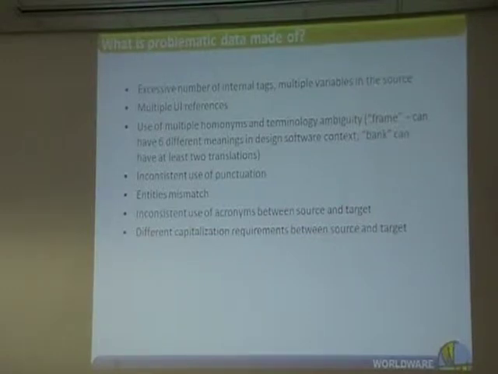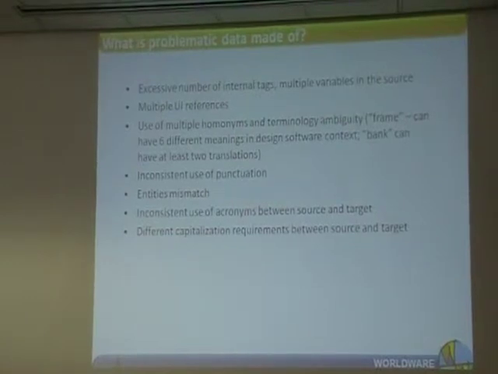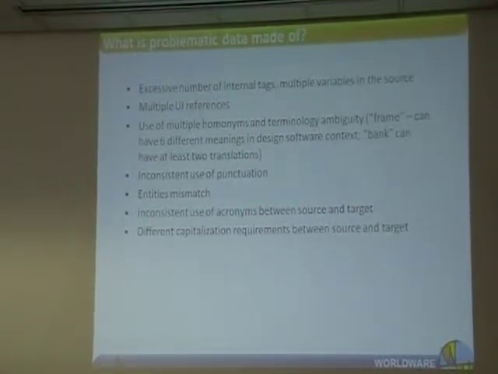What is a pain usually? Excessive number of internal tags, variables, multiple UI references, and everybody in this room probably has dealt with a UI reference issue at some point. How do we code them? How do we translate them, not translate them, put them in this type of brackets, put them in the quotes, and all sorts of things we have to do.